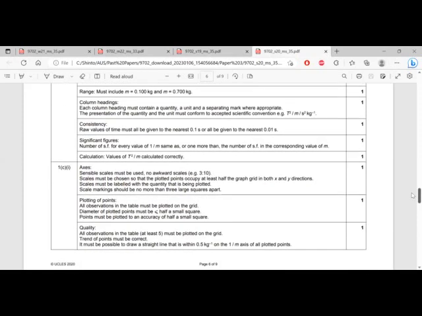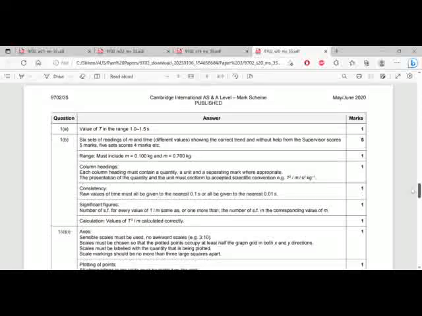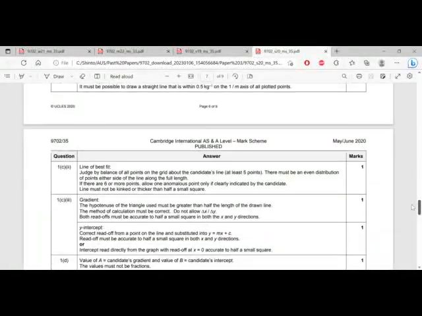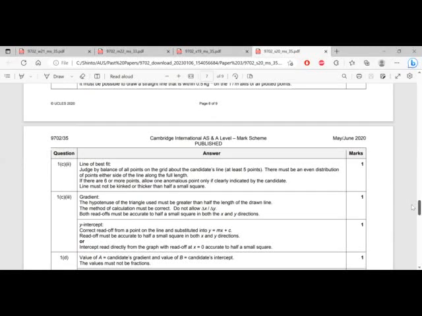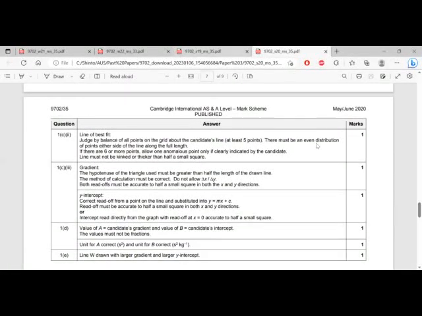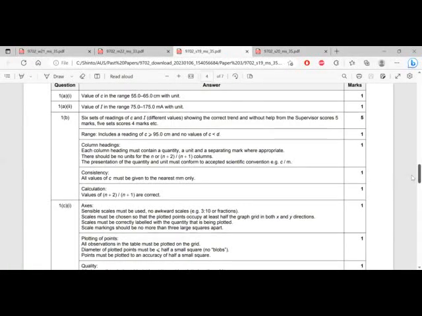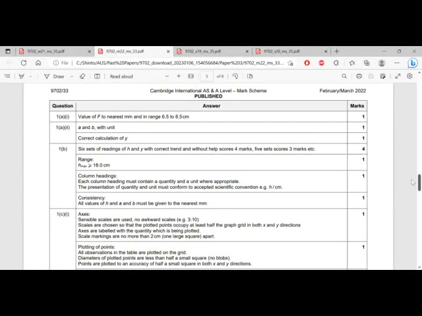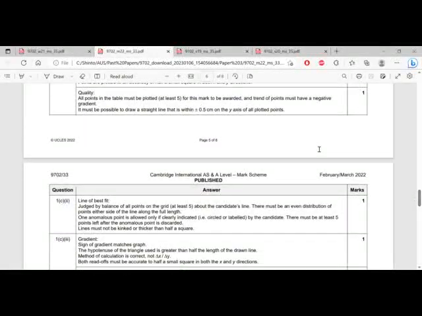For instance, you can see on plotting the graph, on taking the readings, how the values should be to find the y-intercept or to find the slope. You can see that these instructions are actually the same. So if you follow these generic instructions, you will not lose any marks on paper 3.